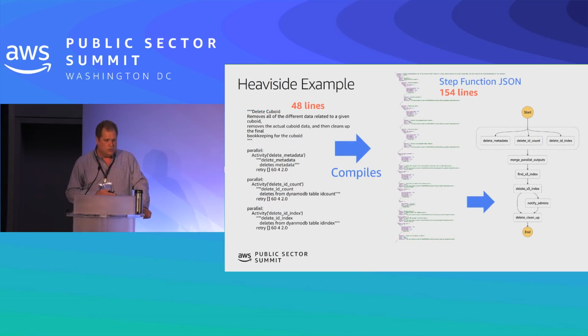Here is our actual delete step functions. Over on the right is the actual step function in AWS. Our delete function is kind of complex because we have a lot of foreign keys and we have to make sure we're deleting them all in the proper order. Over on the left is the example of our delete Heaviside script. It's 48 lines long. It compiles down to a 154 line JSON step function, which can then be imported into AWS.